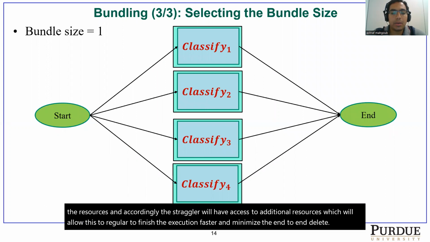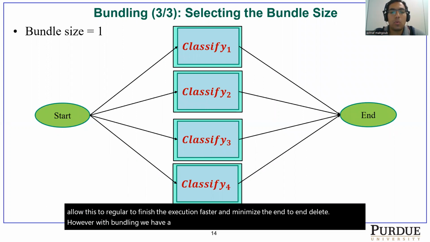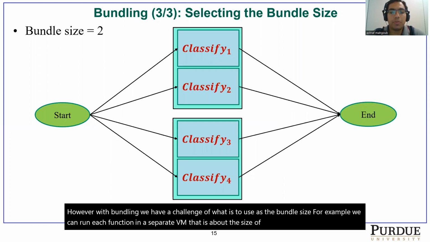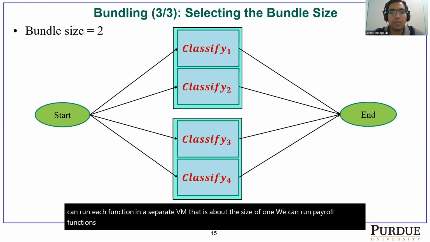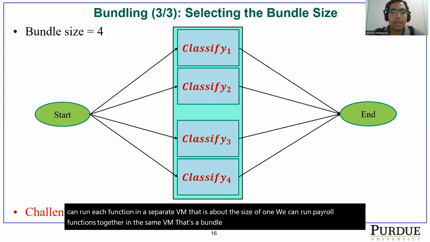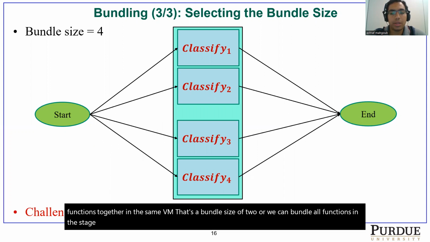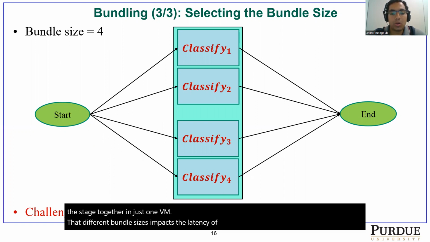However, with bundling, we have a challenge of what to use as the bundle size. For example, we can run each function in a separate VM. That is a bundle size of 1. We can run a pair of functions together in the same VM. That's a bundle size of 2. Or we can bundle all functions in the stage together in just one VM. The different bundle sizes impact the latency of the stage as well as the cost of the stage.